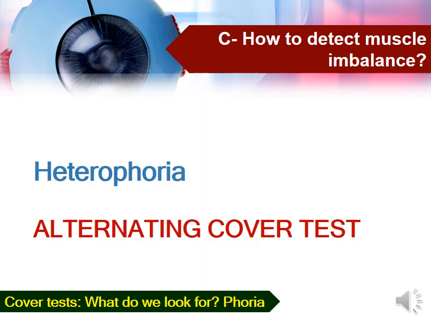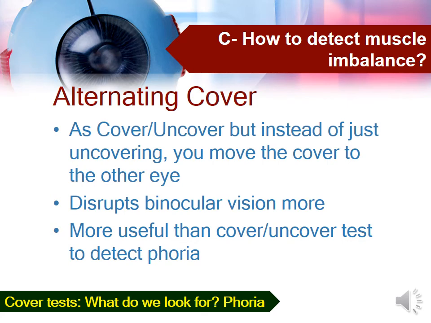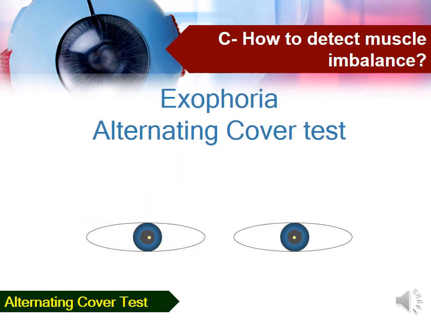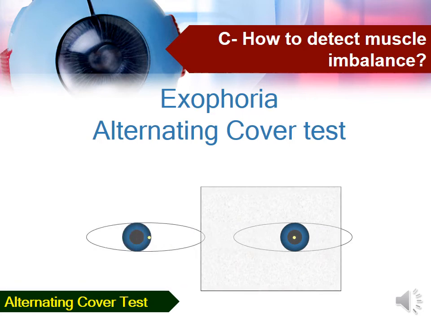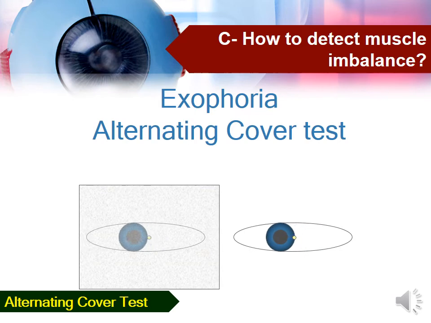Though the cover and cover test can help to detect heterophoria, alternating cover tests are usually more helpful. The alternating cover tests are similar to the cover uncover, but instead of just uncovering, you move the cover to the other eye. This disrupts the binocular vision more and allows uncovering of heterophoria to a greater extent. Similar to the cover uncover test, when you cover one eye, the eye deviates out under the cover, and when you switch the cover to the other eye, the deviating eye moves again to regain fixation, while the covered eye now deviates. With repetition, the movement usually becomes more obvious.